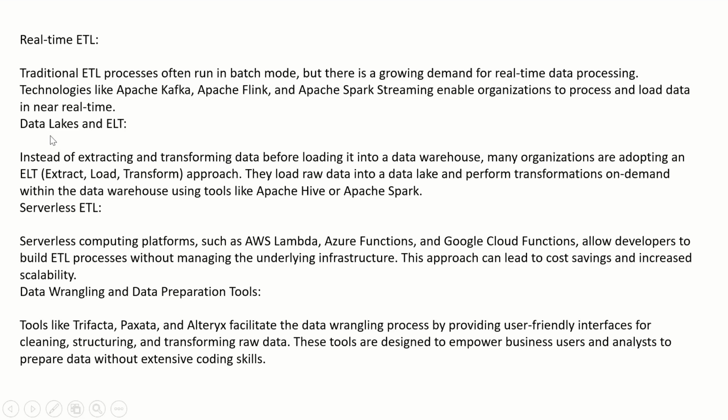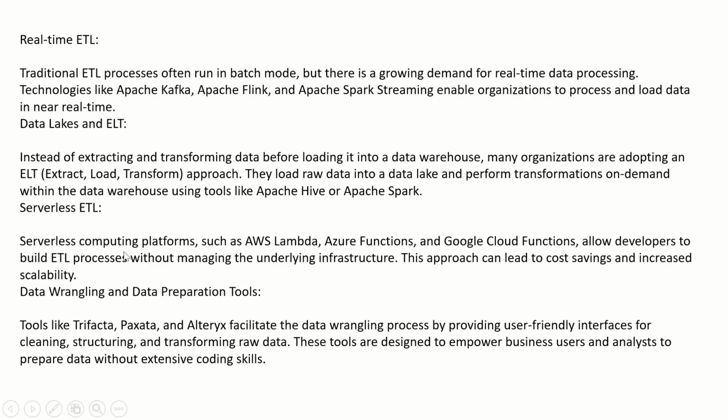The second one is data lakes and ELT. Instead of extracting and transforming data before loading it into a data warehouse, many organizations are adopting an extract, load, transform approach. That is the ELT technique. They load raw data into the data lake and perform transformation on demand within the data warehouse using tools like Apache Hive or Apache Spark.